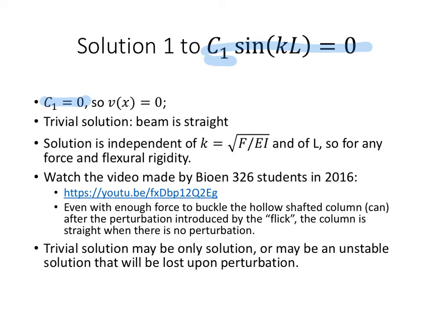Now in that case, if C1 is 0, then V of x equals C1 times sine of k times x would equal 0. So in this solution, the beam is still straight. It's not buckled. Now this solution is independent of the value of k, which means it's independent of the length. That didn't come into here at all. And also of any force and any flexural rigidity. So this means that you can have a straight beam under any conditions.